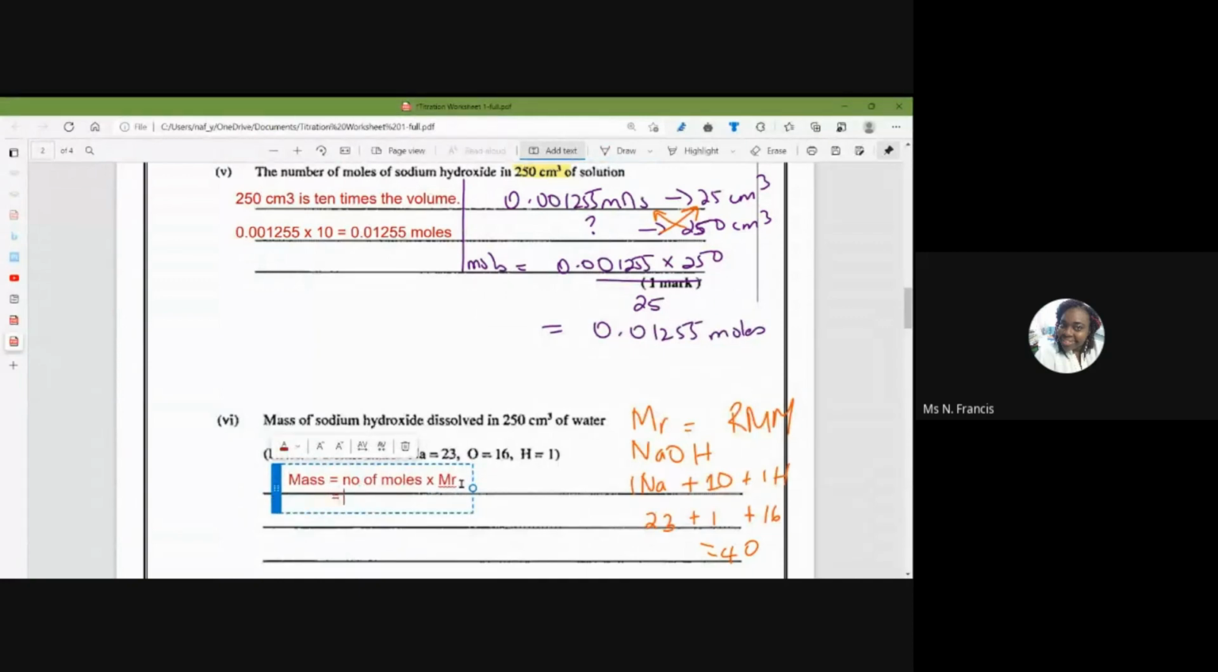So mass is equal to number of moles. Remember, we found the number of moles right here. So we have 0.01255 times 40, which is 0.502. And that's in grams because they asked us for mass. And that's it. This is how you would have solved it, ladies, and that would have been your question 1.